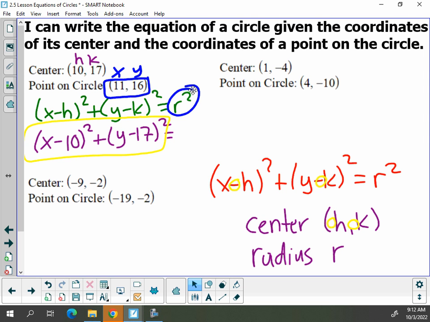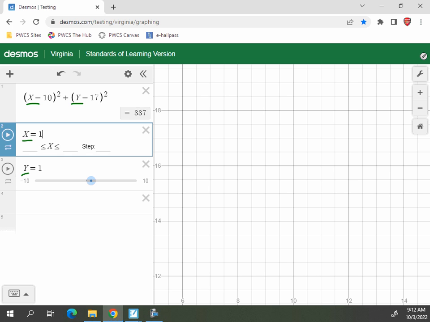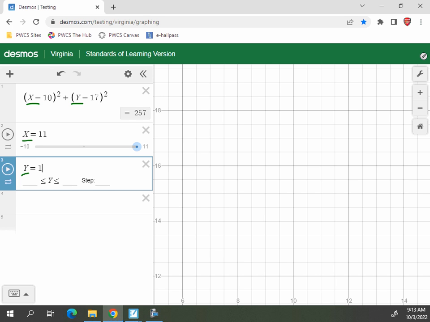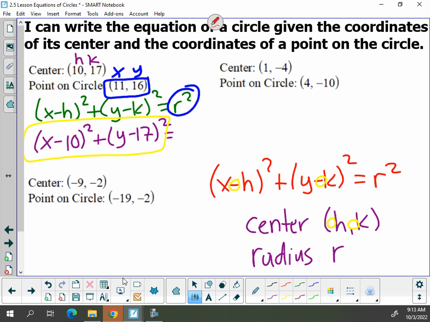So I'm going to go into my calculator and I'm going to tell it that x is 11. I'm going to actually have to type it. And I want to tell it that y is 16. And again, remember we need to use capital letters. And so it'll plug in for us. And right here, it'll tell us that this is equal to 2. And so what that means is that the right side of my equation is 2. That means the radius squared is 2. And so we have our equation of this circle.